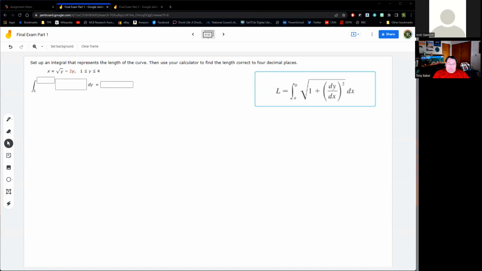So my integral, they're asking for it from 1 to 4. So my integral is from 1 to 4. Now we're going to do the actual square root part first, because that's going to make our lives a little bit easier. So let's look at the square root part. I've got to do the derivative of this. So I've got dx dy, which is the derivative of square root of y, which is 1 over 2 square root of y, and the derivative of 2y is just 2.